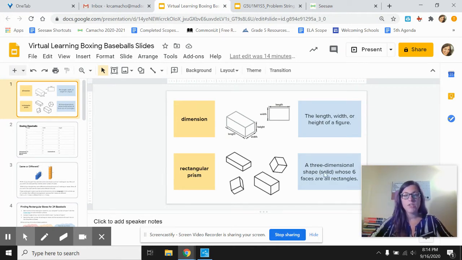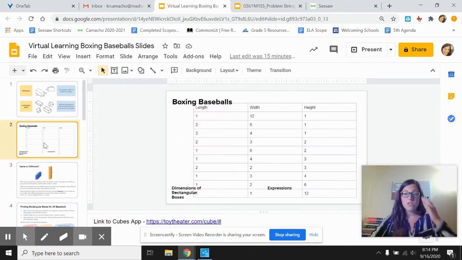So a rectangular prism is any 3D shape that has 6 faces. So all of its sides and its base and its top are all rectangles. And a square is a rectangle. So you might have noticed this one's a square. That is why. So let's review what we already know about Brad's baseballs.